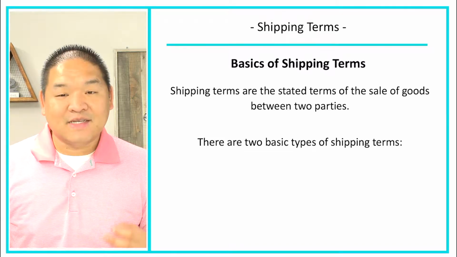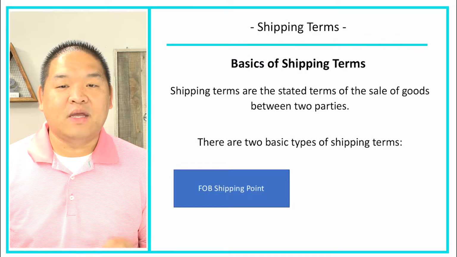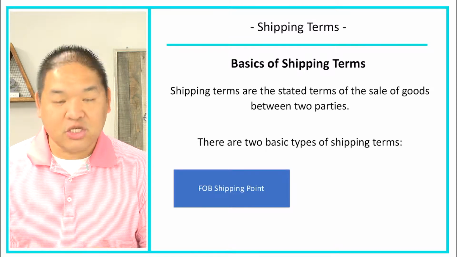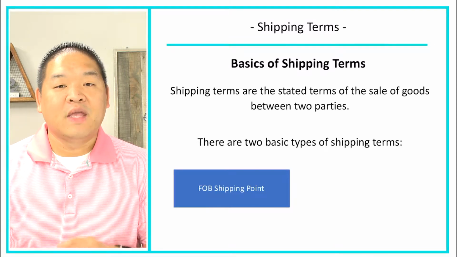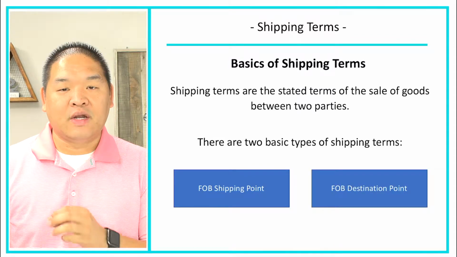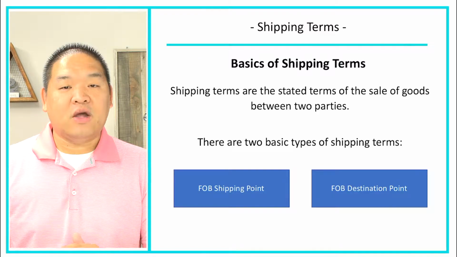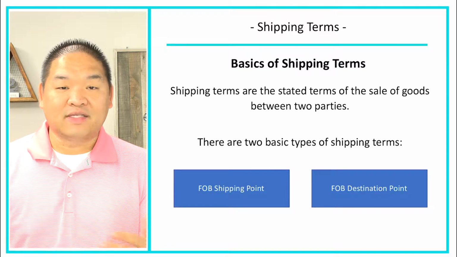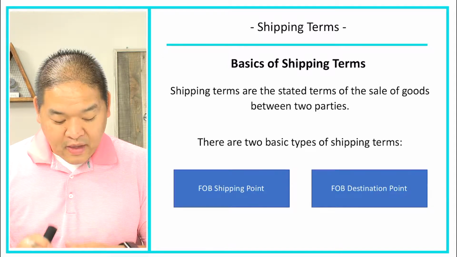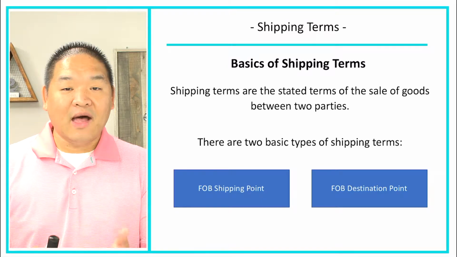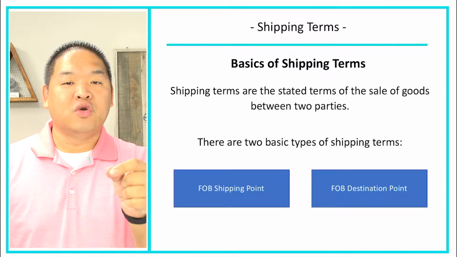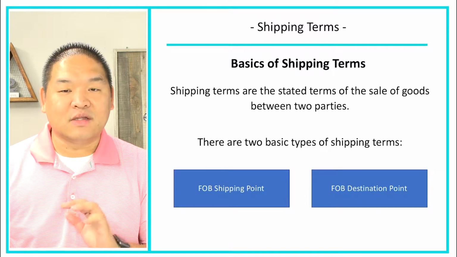The first basic type of shipping term is the FOB shipping point. FOB means free on board. So free on board shipping point, FOB shipping point. The other basic term that we use is FOB destination point, free on board destination point. So depending on how your contract and your sale are set up, it could be shipped either FOB shipping point or FOB destination point. And both of them basically will tell you when the title transfers from the vendor to the customer. So let's take a look at each one of these a little bit more in depth.